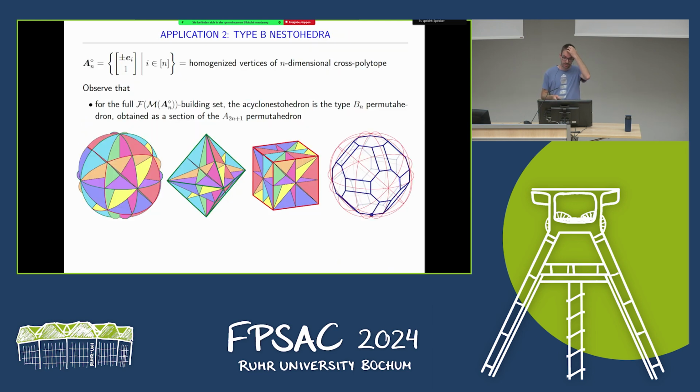Okay, so let me give you two more applications. The first is what we call type B nestohedra. You start from this vector configuration, which is a set of vertices of a cross polytope. And you can look at the facial nested complex, the face lattice of this oriented matroid, and the corresponding facial building set will give you some interesting acyclonestohedra. For example, if you take the full facial building set, what you obtain is a type B permutahedron, and you really obtain it as a section of the type A associahedron, as you expect.